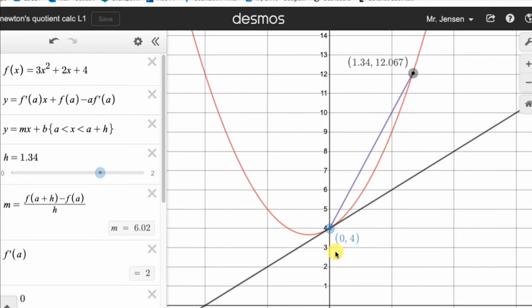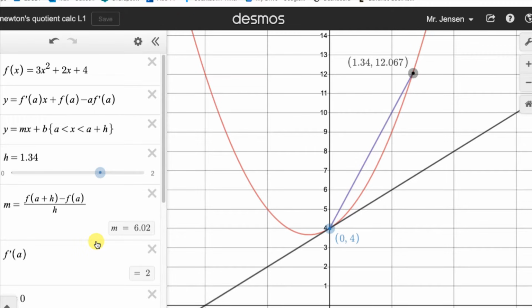Now, since we only know that one point on the tangent line, it's really difficult to figure out the slope of that tangent line. So what we do is we use Newton's quotient. And what's the idea behind Newton's quotient? Well, Newton's quotient finds the limit of the slope of the secant lines, which I have drawn a secant line here in purple, as the change in x, which we call h, approaches 0.